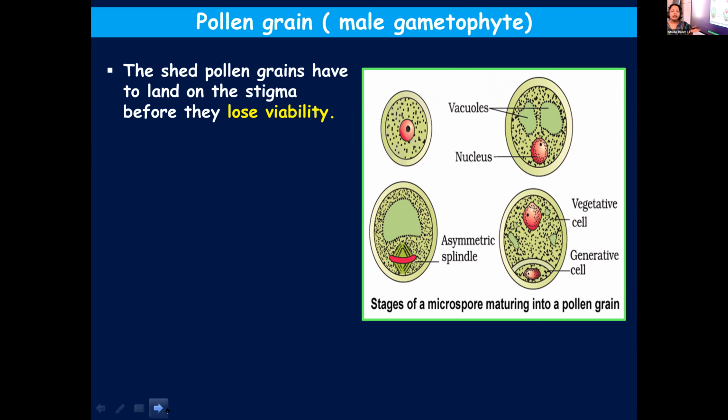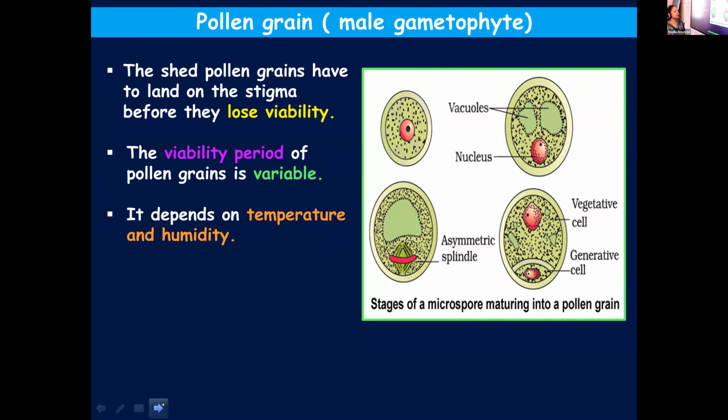And the period of viability is also different for different pollen grains. We cannot generalize that pollen grains will remain viable for so many days or hours, because it is different for different species of plants. But anyhow, they should reach the stigma before they lose their viability. The viability period is variable. It depends upon temperature and humidity. The two factors that decide the viability of pollen grains are temperature and humidity.